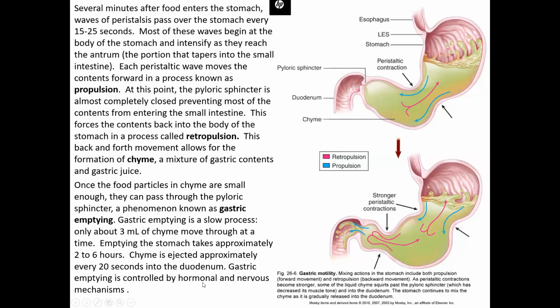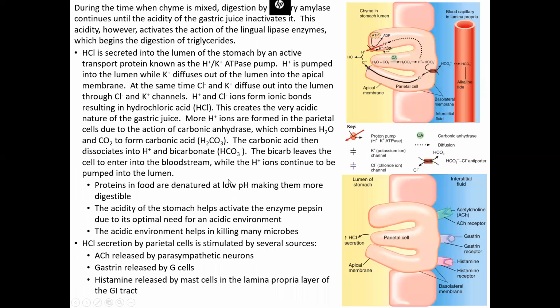The emptying of our stomach is controlled by both hormonal and nervous mechanisms that we'll talk about later in the lecture. During the time when we mix our chyme up, digestion by salivary amylase continues until the acidity of the gastric juice inactivates it. Like I said, salivary amylase likes our mouth, not so much our stomach. And that acidity, though, activates the action of the lingual lipase enzymes from our mouth to begin the digestion of triglycerides.